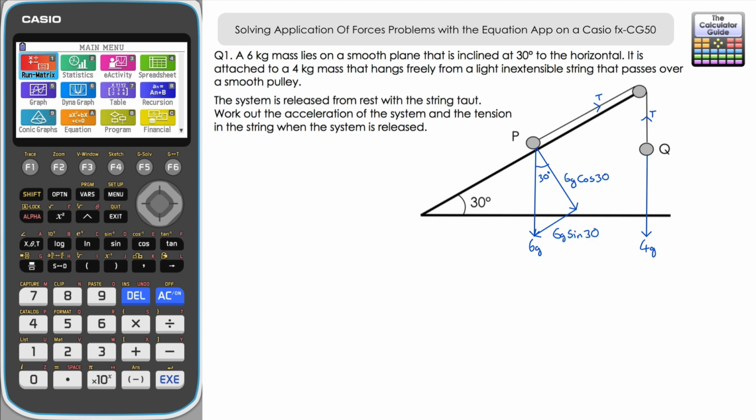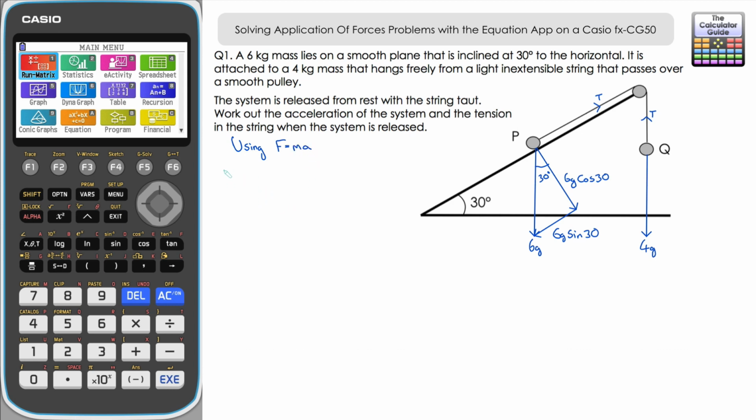One thing just to point out here is there should be the reaction force going perpendicular to the slope at P, but it's not going to be needed in our calculations, and for the sake of just fitting the diagram in the room on the page, I've not labelled that in this case, as long as you're aware that it exists. So now we've got all the forces we're going to need to form our equations. What we're going to do is to use F equals ma to form two equations, one at P and one at Q, and then we're going to get the CG50 to help us solve those.